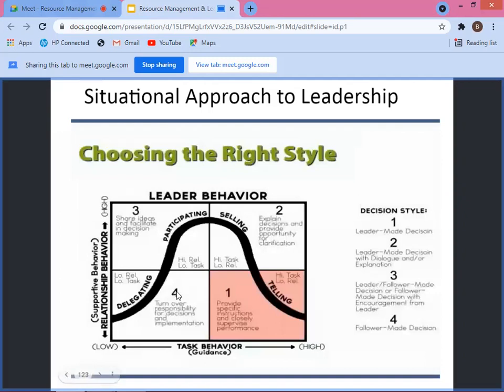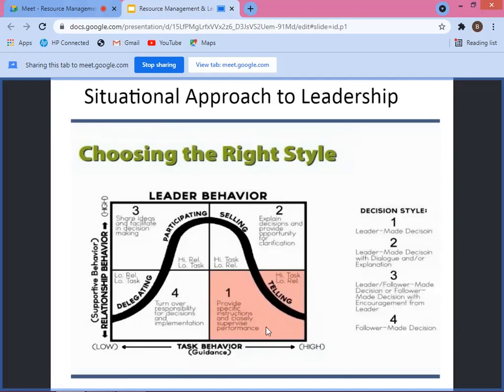Okay, concentrate here. This is the model that we have. This is a bell curve, the learning curve. Number 1 is telling, high task, low relationship. Provide specific instruction and closely supervise performance. This is leader mode decision maker, telling. The leader is the one doing the decision making, not the employee, because this is all telling.